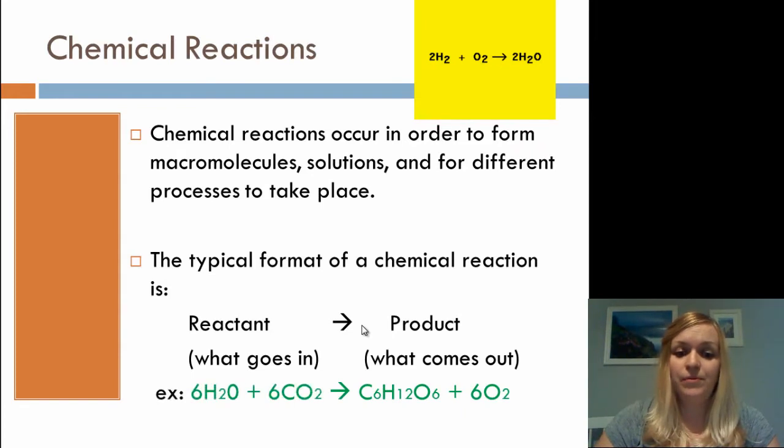Another example here is the photosynthesis equation. So we have water and carbon dioxide going in as reactants, and then glucose and oxygen being produced in that chemical reaction.